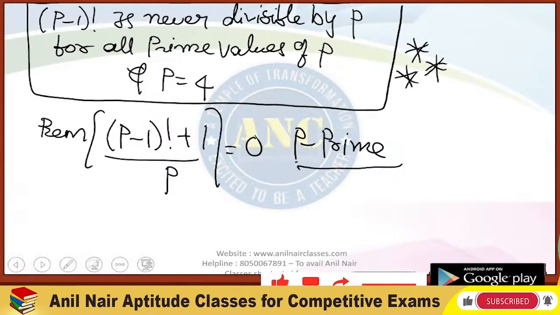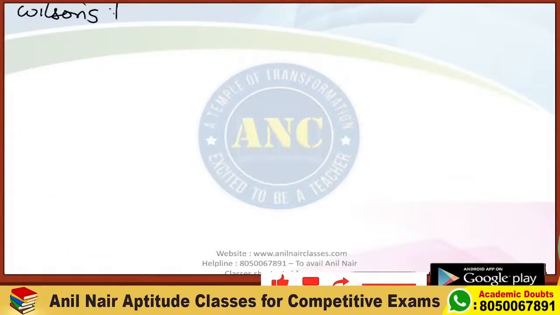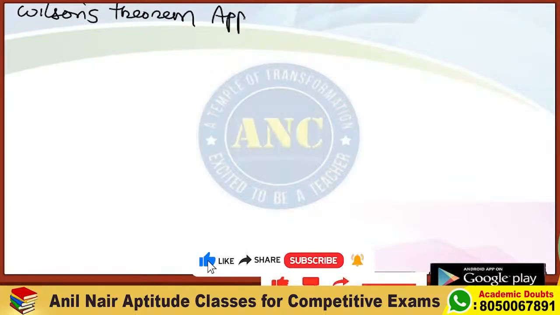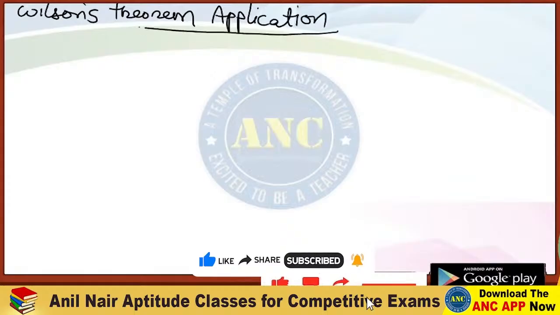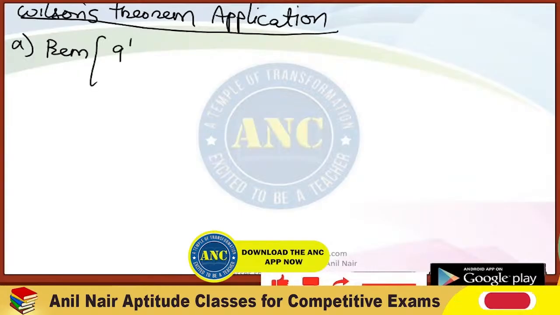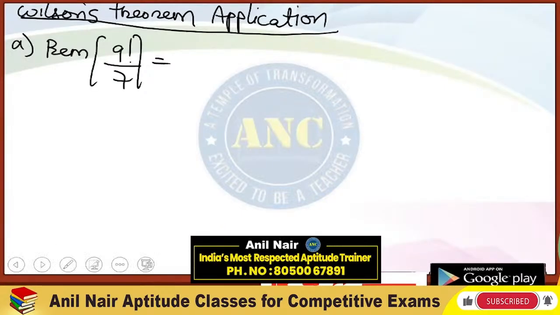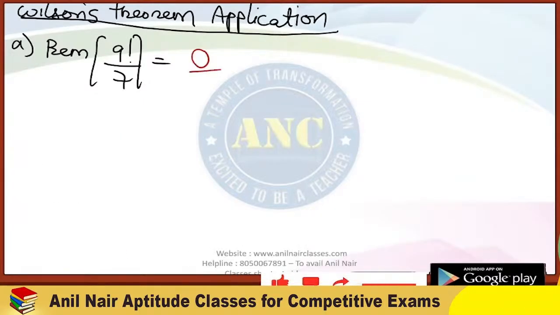Now, application of Wilson's theorem. Let us see. A 10 minute concept on application that completes the basic level understanding of prime numbers. First question. Remainder when 9 factorial is divided by 7. 9 factorial contains 7. So the answer is 0.